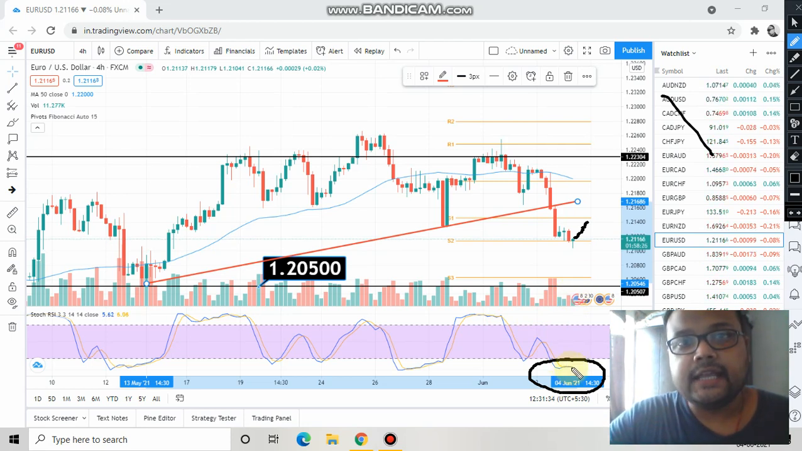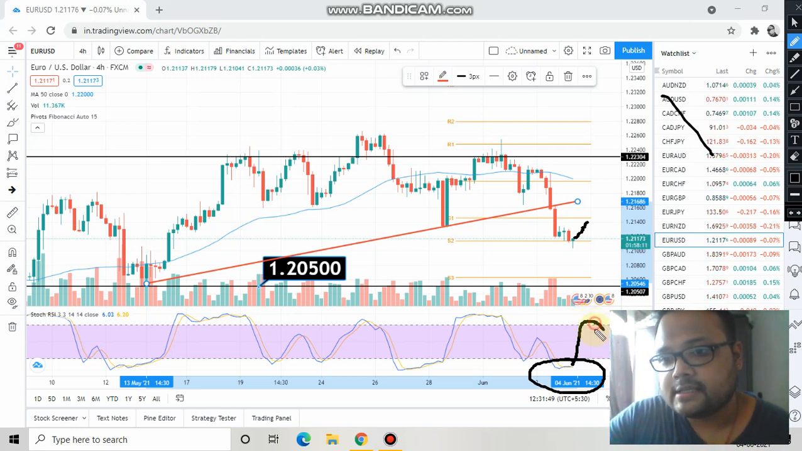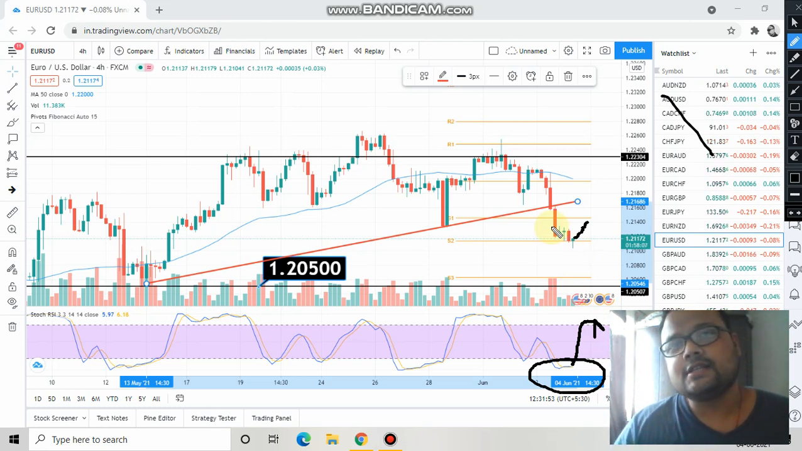It is an oscillating indicator. It will be going up again. When the stochastic RSI goes up again and reaches the overbought zone, then be alert, be cautious, because when it goes down again like this, then just short the market.